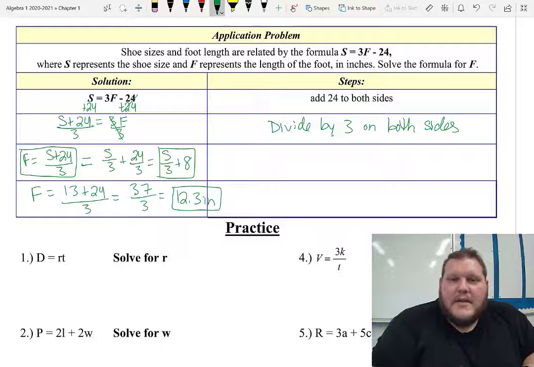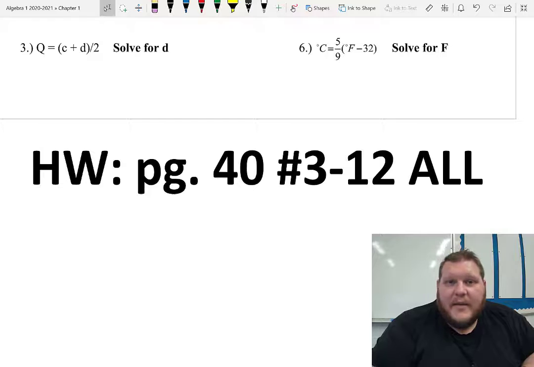And you can try that with anyone's. If you wear a size 7.5 shoe, you would plug that in there. 7.5 plus 24 is 31.5. Divided by 3 tells you that if you're wearing a 7.5, your foot's probably about 10.5 inches. But that's pretty much it for today. So that's all I got for you.